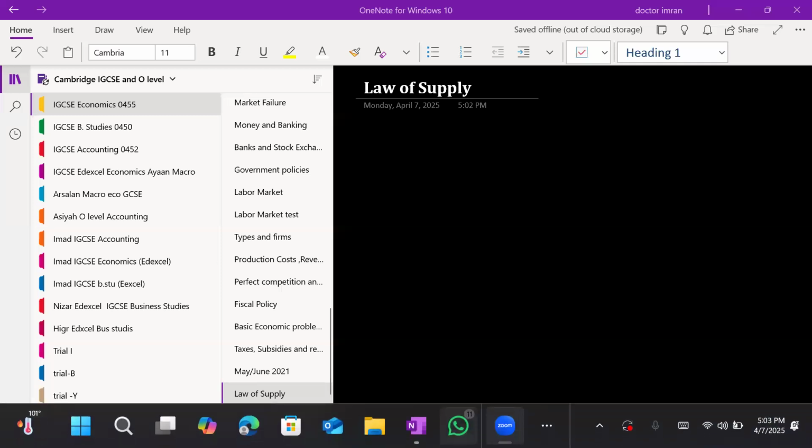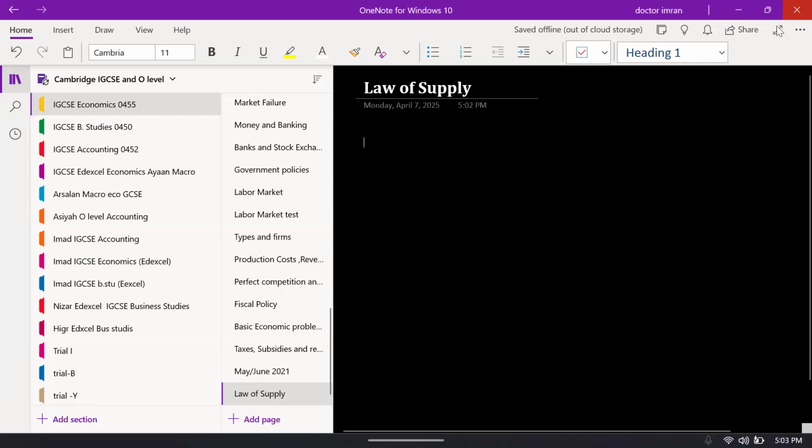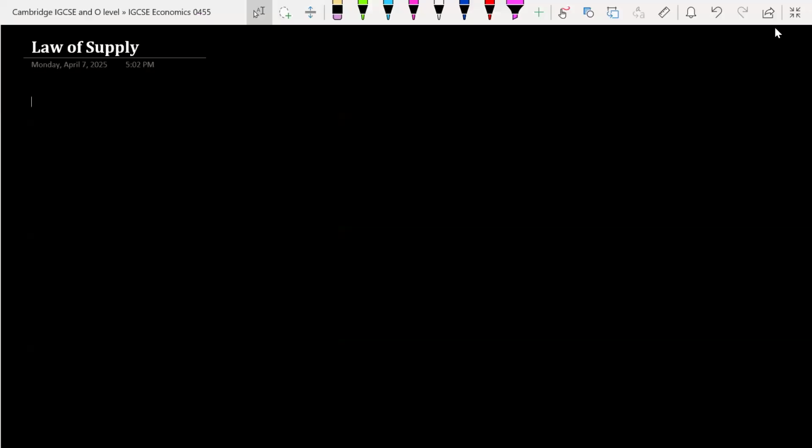Okay, my dear student, today we are going to discuss the topic law of supply. So first of all, I will write down all those components and contents which we have to discuss in this chapter. First of all, we will start this topic with the definition because that will be part of assessment objective 1 also.